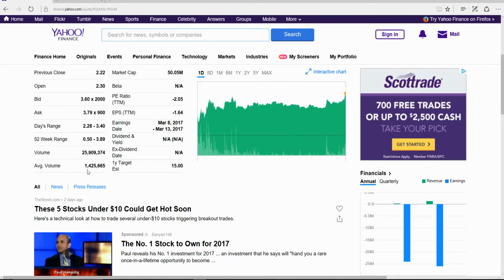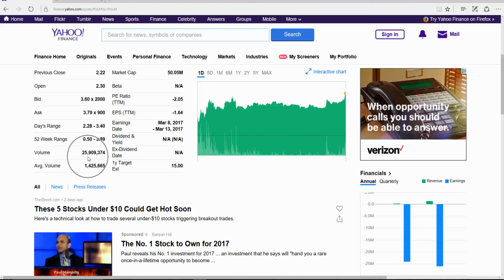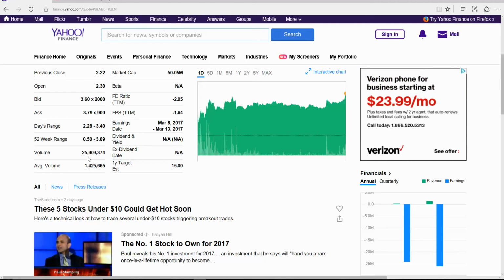It usually trades 1,425,000 shares. Look where it's at currently, 25 million. So this is a stock that's going to be volatile. Okay, and what you want to do is, you want to see it open up and get a sense of whether or not it's going to go up or down. What I like to do is look for stocks that are overextended and look to short them.